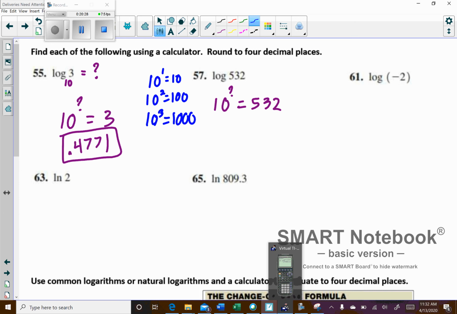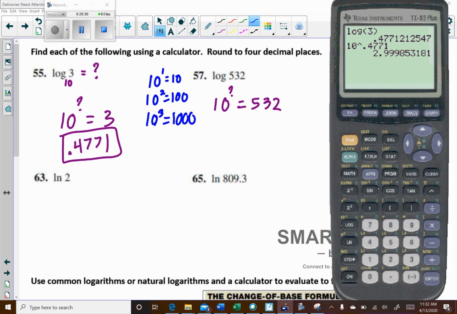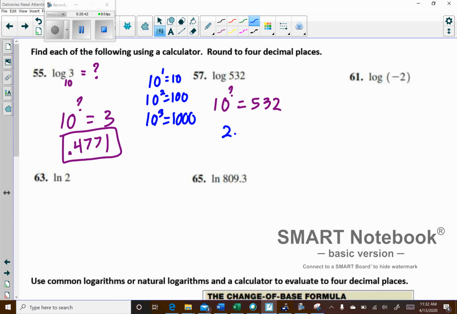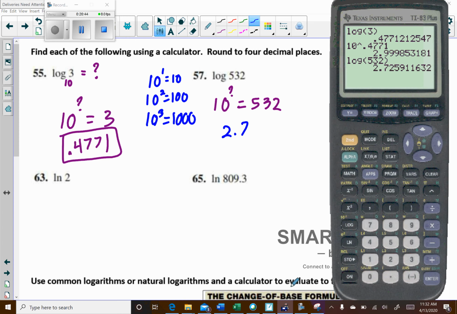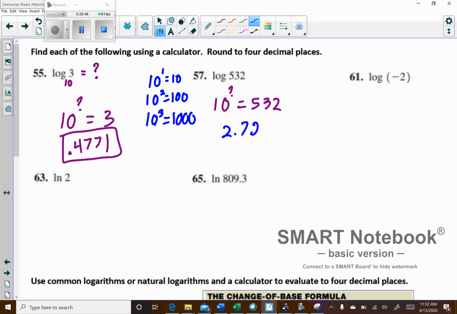So now we'll go ahead and put that in our calculator. So let's see, log of 532. And there you go. Sure enough, it's between 2 and 3. So it's 2.7259. So that's 4 decimal places right there.